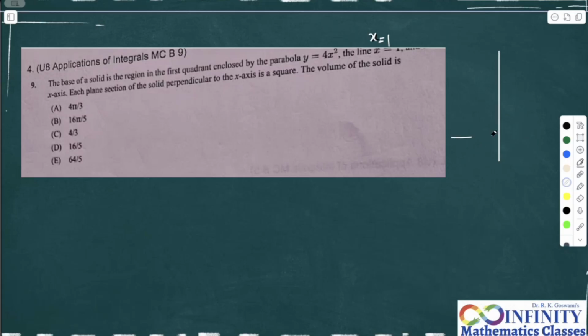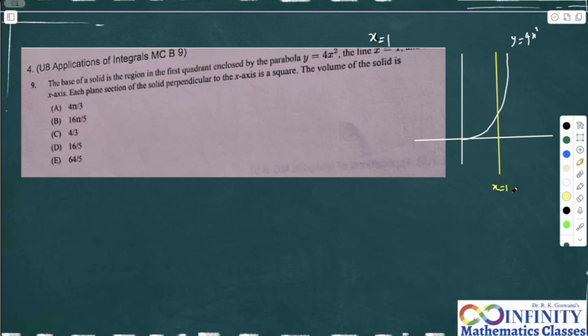In the first quadrant they are talking about. And let me just try to shift a little bit on the left hand side. Y equals 4x square, it is a parabola. So I'm expecting that this type of figure will be there. Another one is going to be the straight line x equals 1, the vertical line. This is your x equals 1.